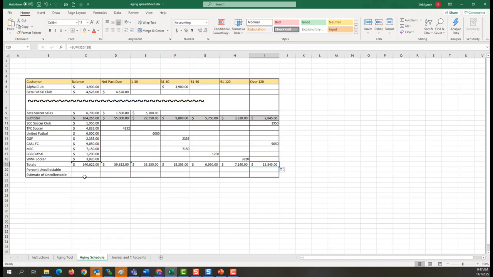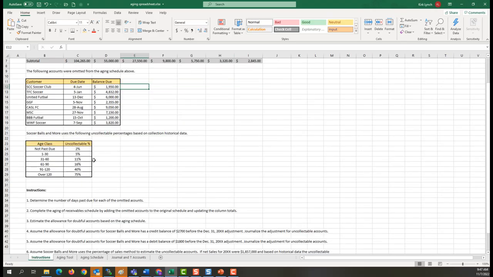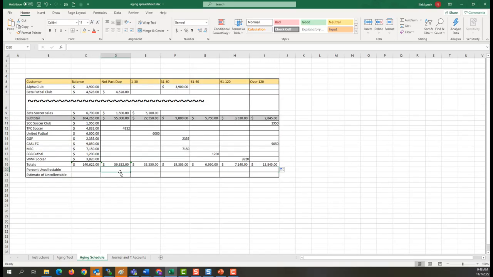And now it's time to figure out what we're going to estimate as not being collectible. And we're going to have percentages in each of these boxes right here, and those percentages will be given to you in the instructions right here: 2%, 5%, 11%, 16, 14. So I'm going to start with these three, 2, 5, and 11. So I'm going to put 0.02, 0.05, and 11% of these will not get collected.